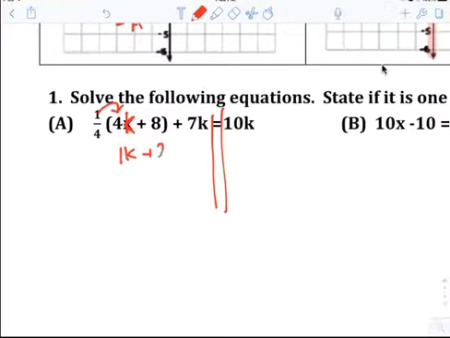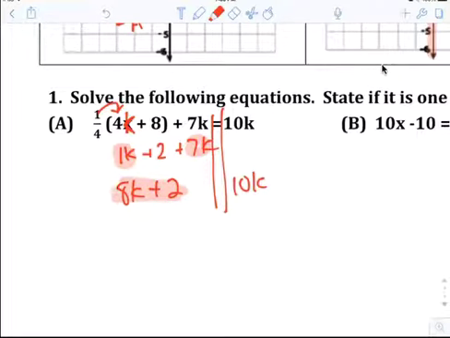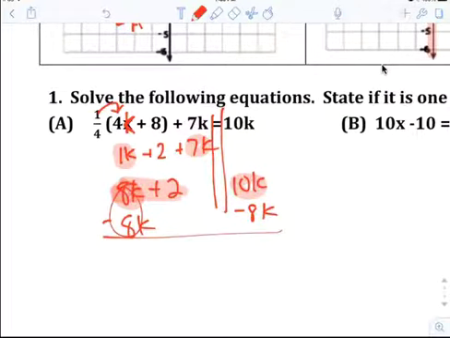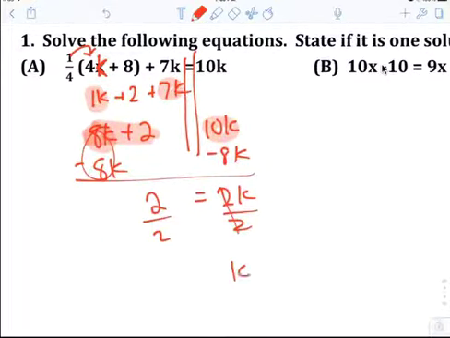That gets you 2 plus 7K. Now these two are alike. You add them together, you get 8K plus 2, 10K. Now you need to make one of these equal to 0. The one that's like this one gets a minus, so you minus 8K, minus 8K. That's 0 plus 2 is 2 equals 2K. Divide by 2, divide by 2. K is equal to 1, so this is one solution.